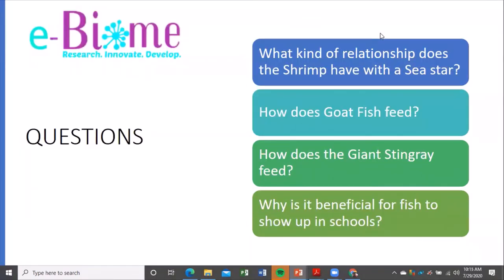Just a refresher so far, because we don't want to go too much into the video and then you guys can't remember. If you recall at the start of the video, you saw some shrimp and a sea star. What kind of relationship was that? Shrimp was eating the sea star. Yes, so it was a feeding relationship. So the shrimp is the prey or the predator? The shrimp is the predator, and the sea star was its prey.